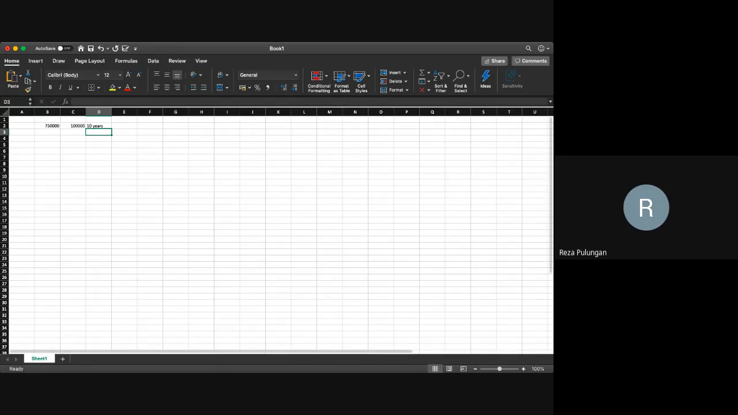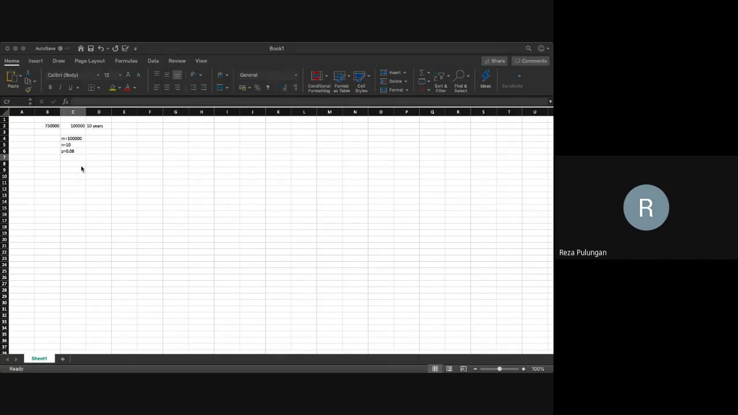If you compute this, our M will be equal to $100,000, and our N will be equal to 10 years. Assume that P is equal to 0.08, similar to our previous example. So you can compute it yourself.